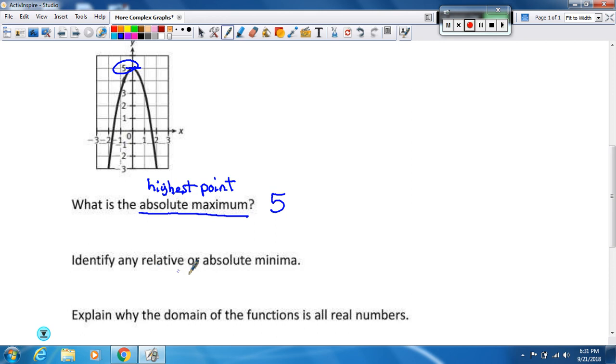Identify any relative or absolute minima. Minima are low points. This is a parabola opening down. It just has high points. They don't draw the arrows in here, but these are going on and on. So they go into infinity, so they don't end. So there actually aren't any. There are none.